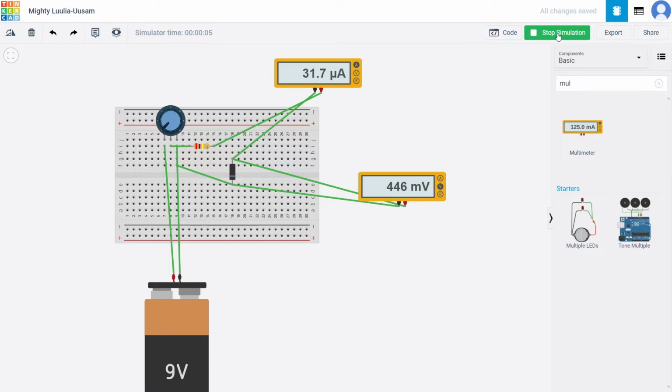So this is the result of this experiment. As you can see, the current is proportional to the voltage. As the voltage drops, the current also drops.